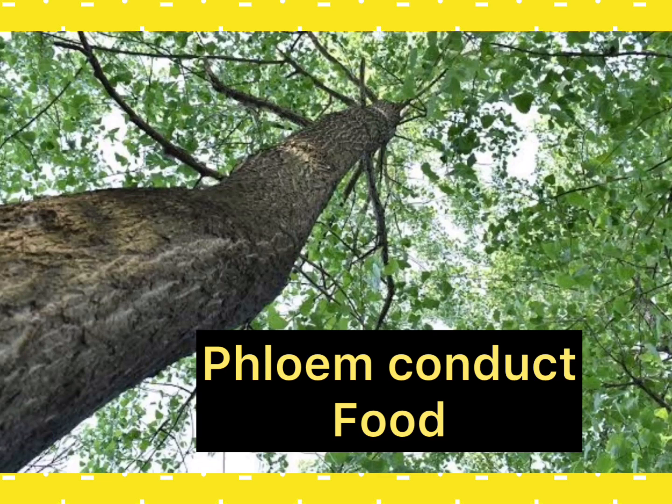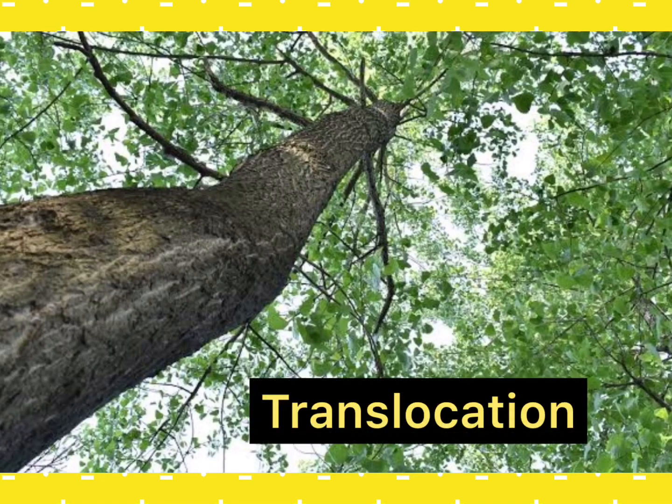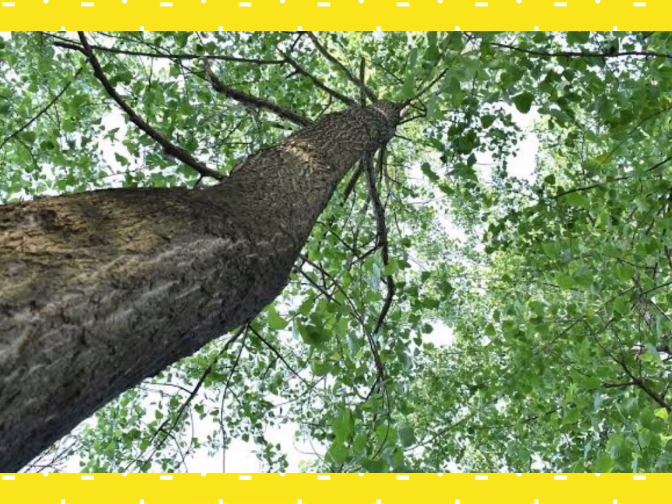You see the branches. The leaf prepares food. How is this food transported to all the parts? The phloem conducts food. The transport of soluble products like photosynthates is called what? Translocation. So this phloem conducts this food material to all the parts of the plant.